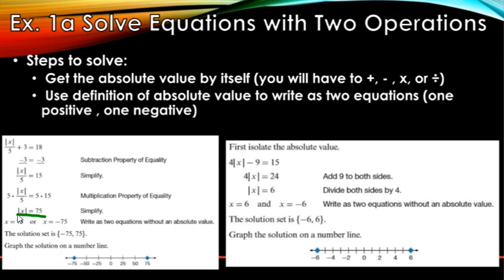And then the only other difference when you solve these, when it comes to graphing it, you don't have arrows going in one direction or the other. All you need to do, there's only two answers for these problems. And so you put a dot. So in this case, you put a dot at negative 75 and a dot at positive 75. So these problems are a little bit different than when you're dealing with inequalities.